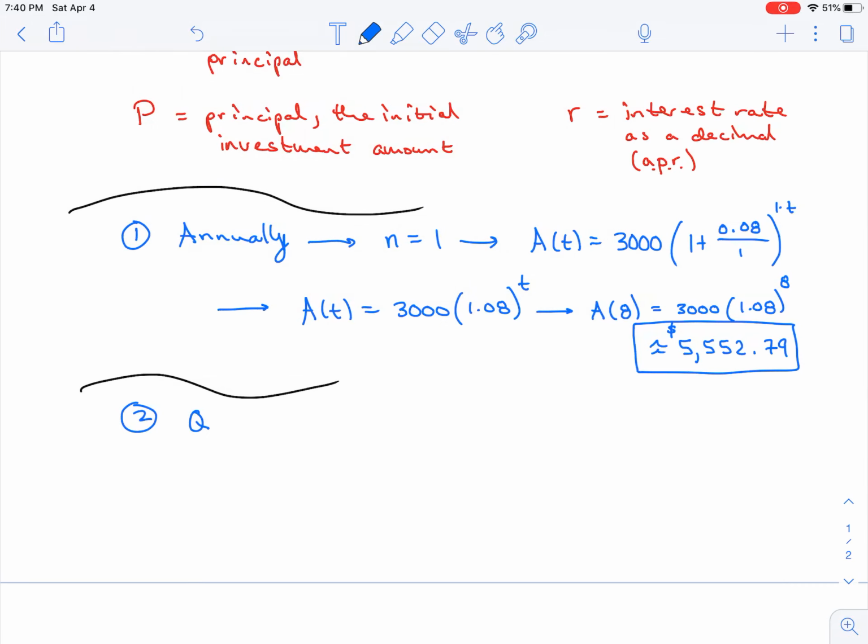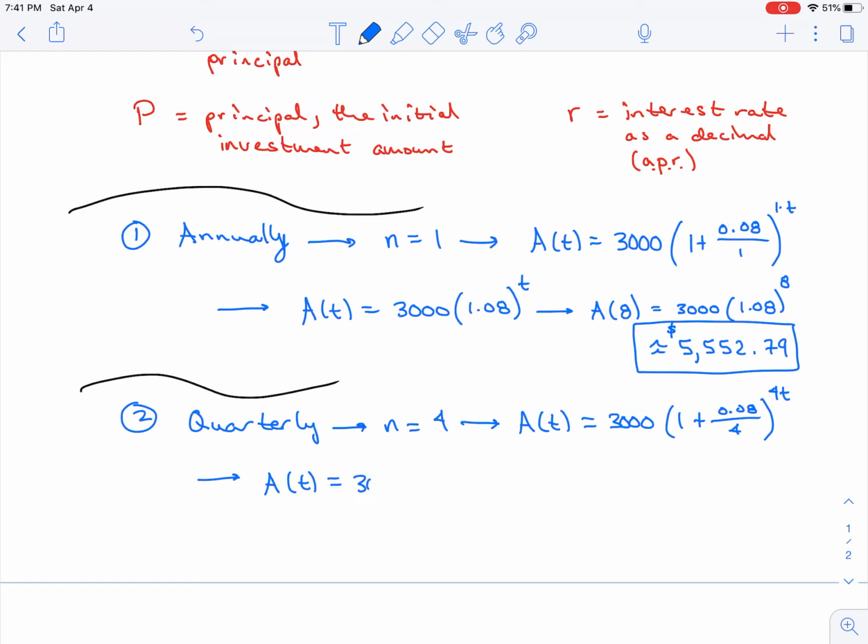All right, next is quarterly. And this corresponds to 4 times per year, every 3 months. And so it's A of t is equal to the principal, which was 3,000, times the quantity 1 plus the interest rate divided by the number of times compounded, which is 4, and raise all of that to the 4t. Simplified, that's A of t is equal to 3,000 times 1.02 to the 4t.